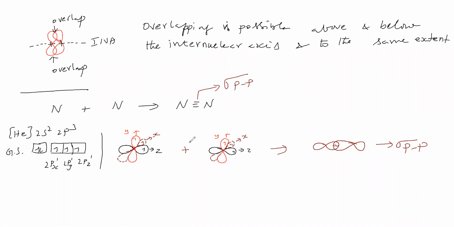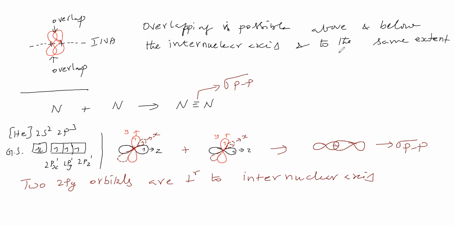Then we take the 2py atomic orbitals. The 2py orbitals are perpendicular to the internuclear axis. This is the internuclear axis. So the 2py atomic orbitals are perpendicular to the internuclear axis, and we will draw them. This is one 2py atomic orbital and this is another 2py atomic orbital. Two 2py atomic orbitals we have drawn.